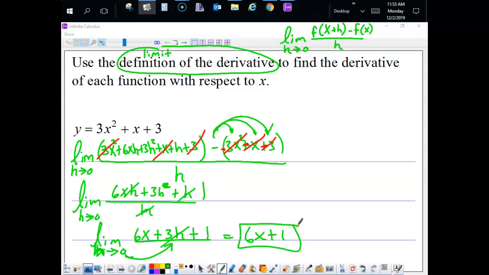You can know you did it right because you guys already know how to do the shortcut, right? Derivative of this is going to be 6x. Derivative of that is 1. So that's your answer. But you have to show your work, okay?